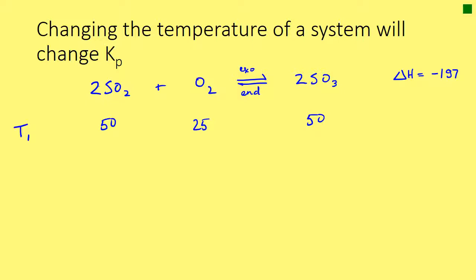And then what we do is we change the temperature. And let's say that temperature 2 is greater than temperature 1. So we've increased the temperature. And then what we want to do is see what's going to happen. So the equilibrium is going to try and remove temperature from the system. And therefore you're going to get more endothermic reactions. And so that's the backward reaction.